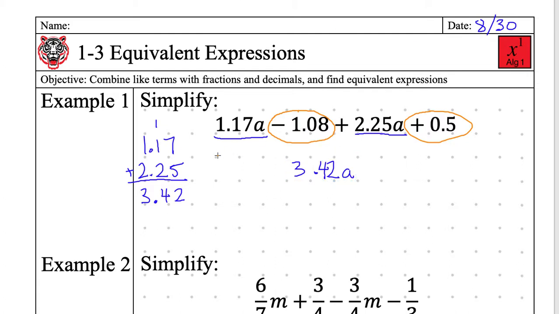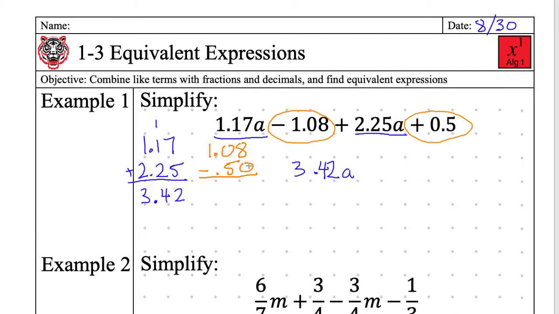If I do 0.5 and I subtract 1.08, notice I'm lining up the decimal. I can't really do this, so what I'm going to do is reverse the problem. I'm going to do 1.08 minus 0.5, and then I'm just going to make the answer negative going the other direction.